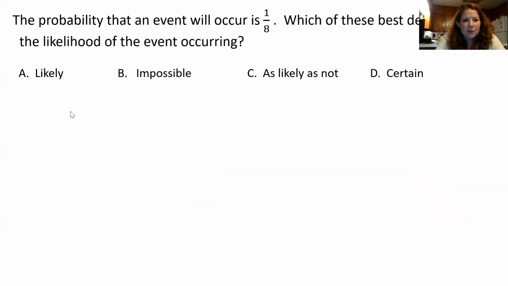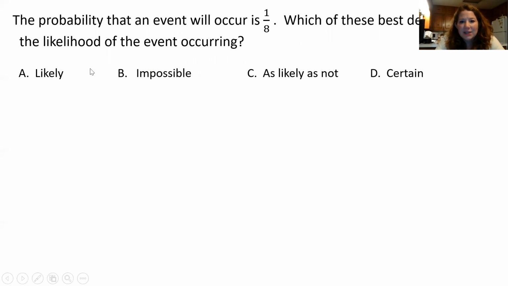All right, what about this one? The probability that an event will occur is 1/8. Which of these best describes the likelihood of the event occurring? Well, as likely as not is always 1/2. So this number is either more than 1/2 or less than 1/2. Well, half of 8 is 4/8. So this is unlikely, which is not a choice.